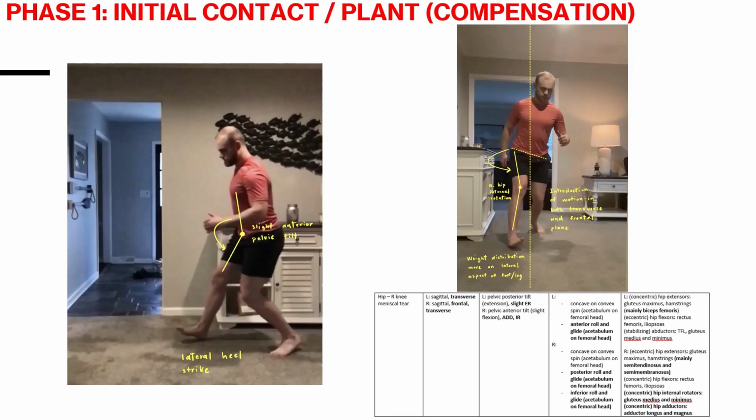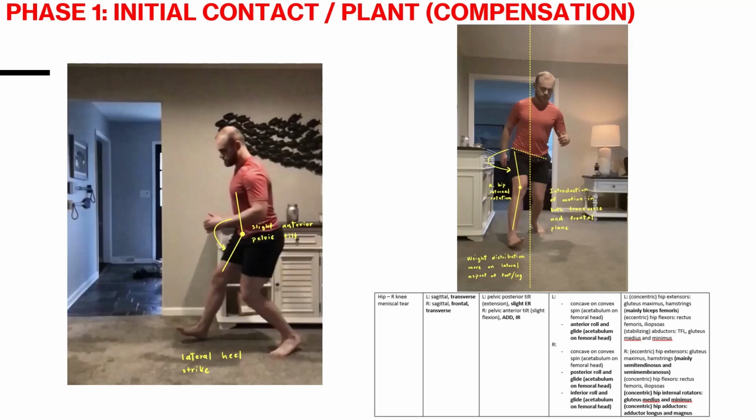Pelvic posterior tilt is still present on the left, just like the normal movement pattern, except there will be slight external rotation at the hip. Anterior pelvic tilt will also be present on the right side with the addition of adduction and hip internal rotation.